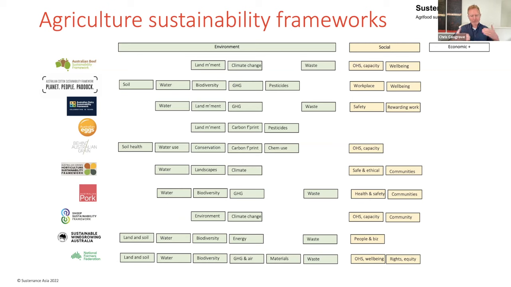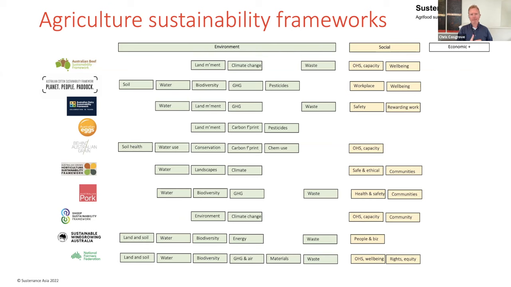You can see there, because every industry is different, every industry has different stakeholders, what's most material to them is different as well. But there are some constants. So for everyone, which is encouraging for yourselves, land management and biodiversity is very important, as is climate change, as is keeping people safe.